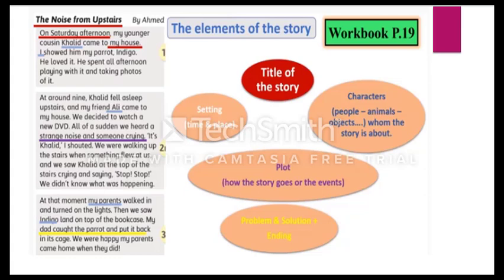Number 2, setting, time and place. What is the time here? On Saturday afternoon. And the place, my house. The characters. Who are the characters? I, Khalid, Ali, my parents, and Indigo the parrot. Animal. Good job.